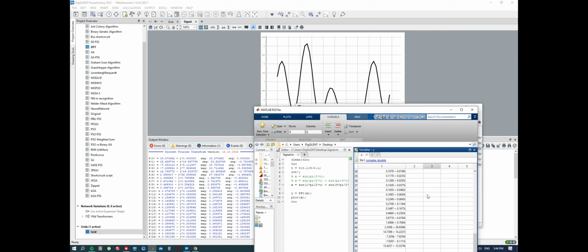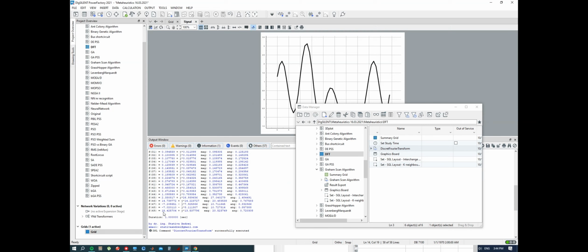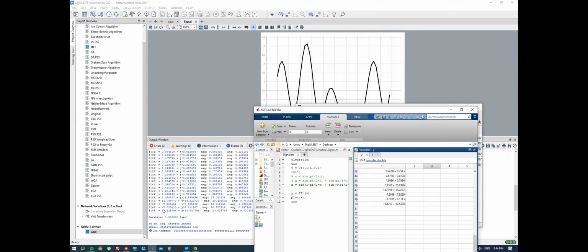Let's go to the last values to check them. As you can see, 15.42. So you can see we have also 15.42. So we have the same results as the algorithm from Matlab. And 13.53 with 13.53. So we obtain exactly the same results.